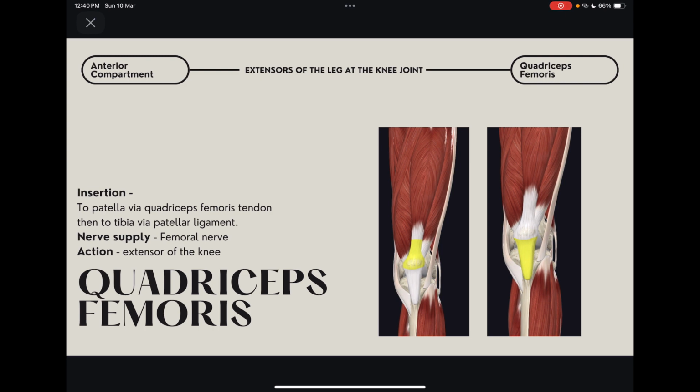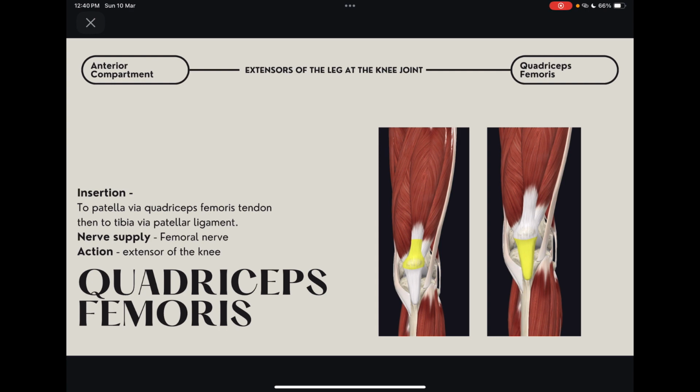Finally, they will all come and insert in a conjoint tendon to the patella, to the sesamoid bone, via the quadriceps tendon, and it will continue as the patellar tendon into the tibial tuberosity. Collectively, they will all be supplied by the femoral nerve, and they will extend the knee. So those are the muscles of the anterior compartment.